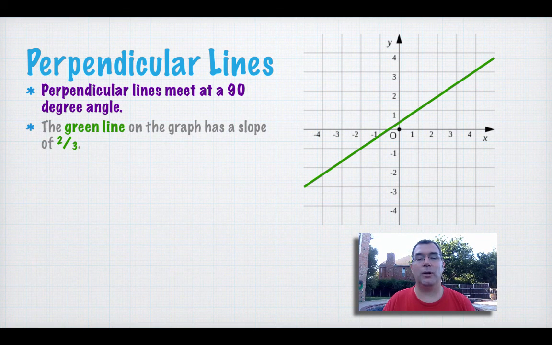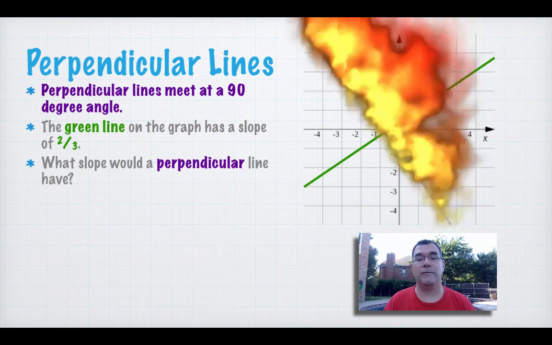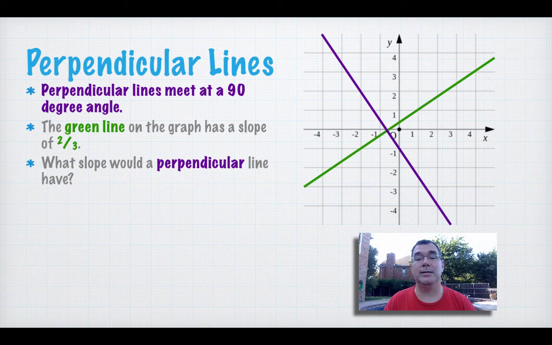Okay, so I looked at this green line and I figured out the slope. The slope of this line is 2/3. Okay, so if I draw a perpendicular line somewhere on the same graph, I need to know what slope that has. It's not going to be 2/3, but it's going to be something related.